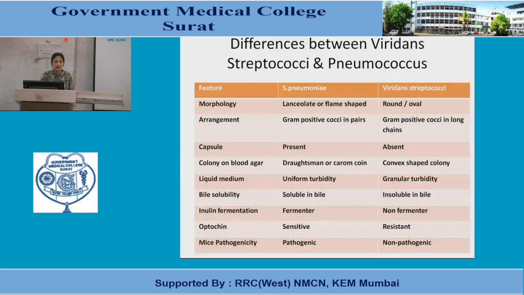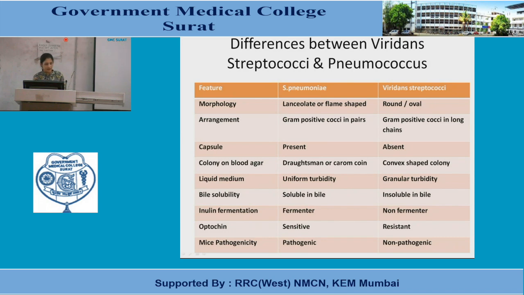Morphologically, Streptococcus pneumoniae has a very typical morphology: they are lanceolate in shape, flame shaped, and in viridans streptococci they are round or oval in shape. In Streptococcus pneumoniae, they are always arranged in pairs, and in the viridans group they are always arranged in long chains. Streptococcus pneumoniae is surrounded by capsules, and in viridans the capsule is absent.